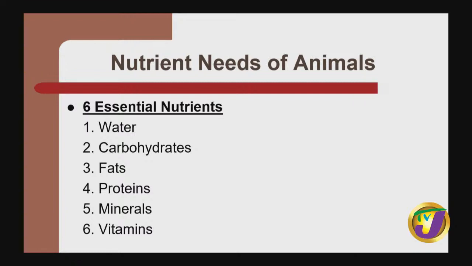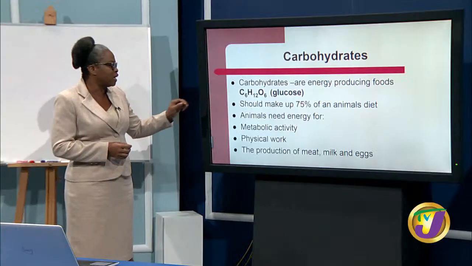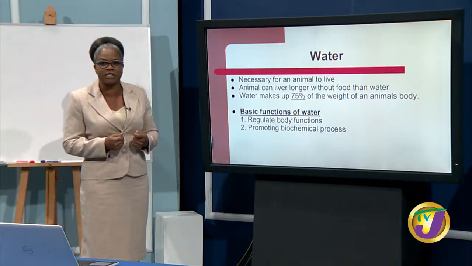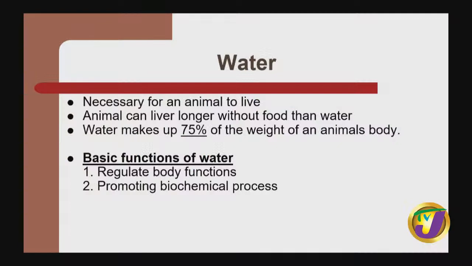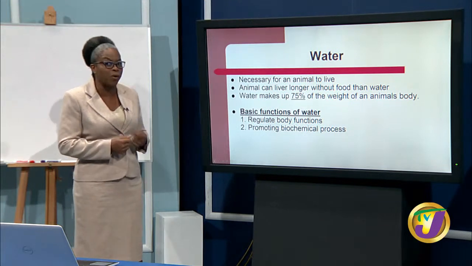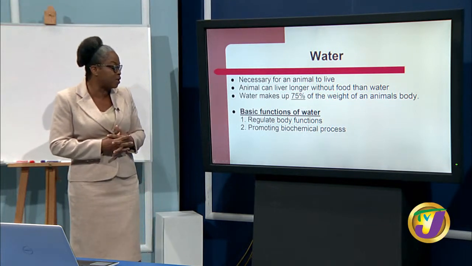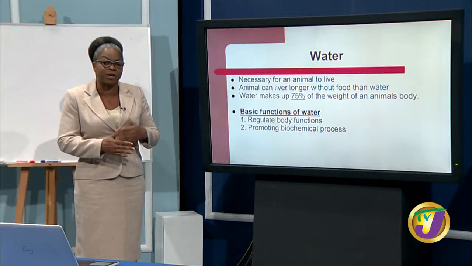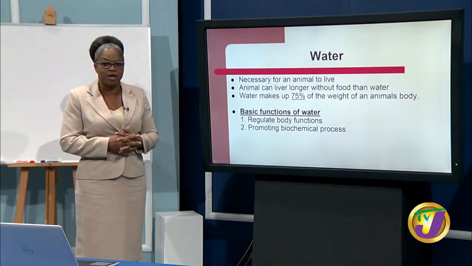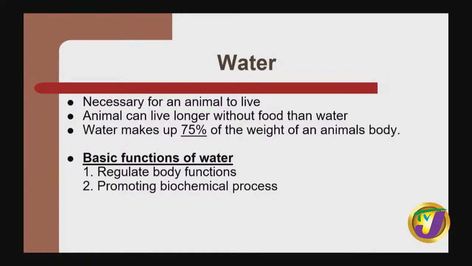Let us take a close look at water, because water is very important for animals. It is necessary for the animals to live. Water makes up 75% of the weight of an animal's body. And students, animals can live longer without food than water. Water is important because it allows animals to carry out their biochemical processes and also to regulate their body functions.